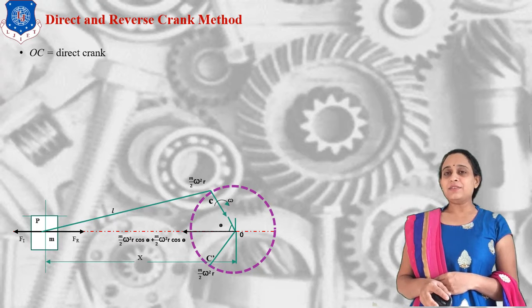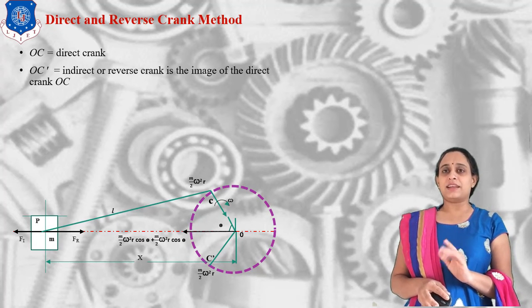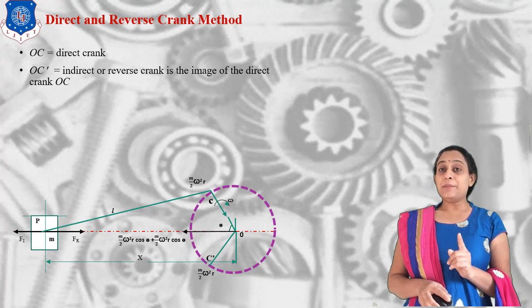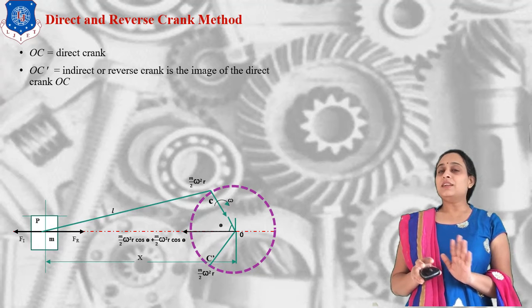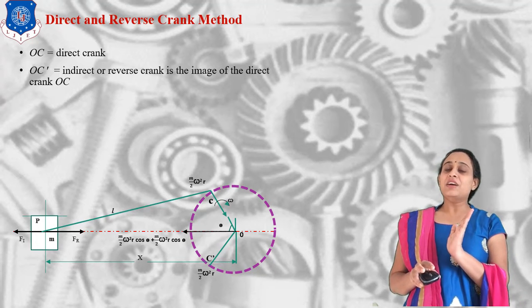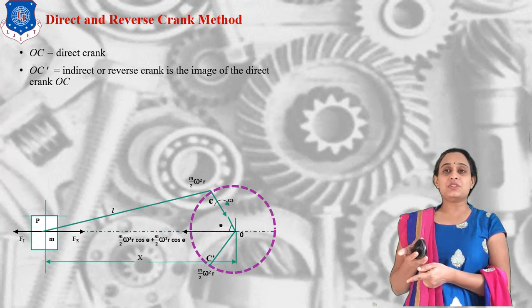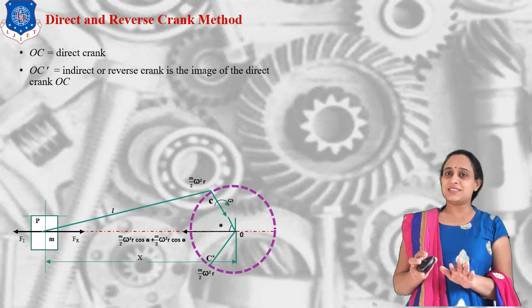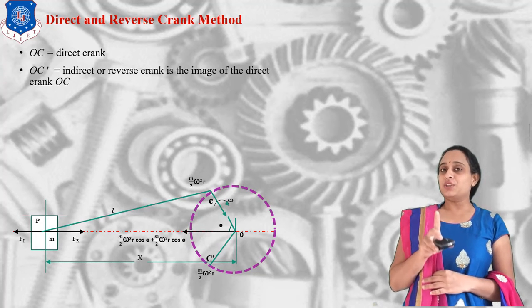Now let OC be our direct crank, which is the original crank. OC dash is our reverse crank, meaning the imaginary or mirror crank. So we will call it a reverse crank. Now students, it is not possible for two different cranks to rotate in two different directions and rotate as it is. This is just a hypothesis, because we need a particular plane for the rotation.